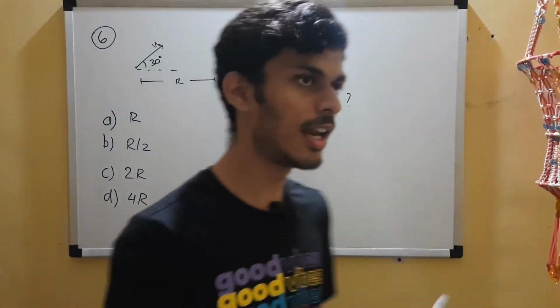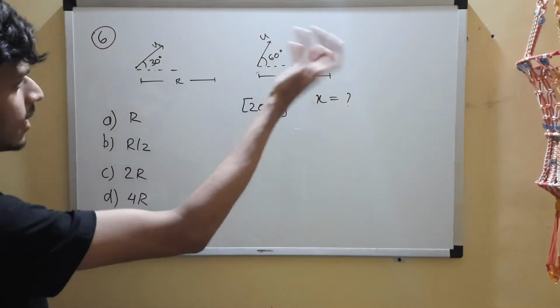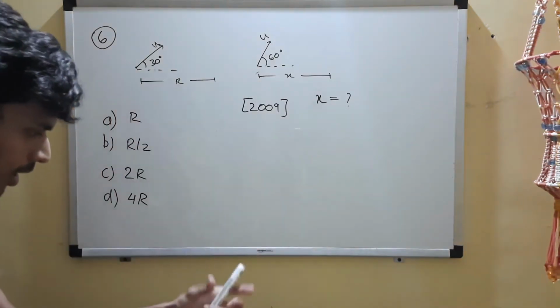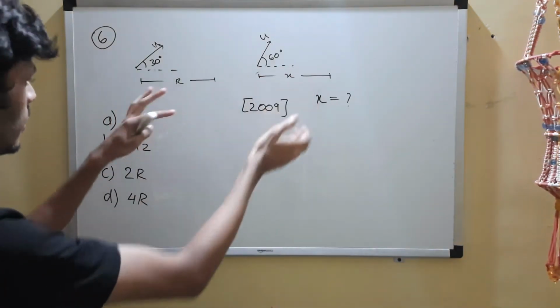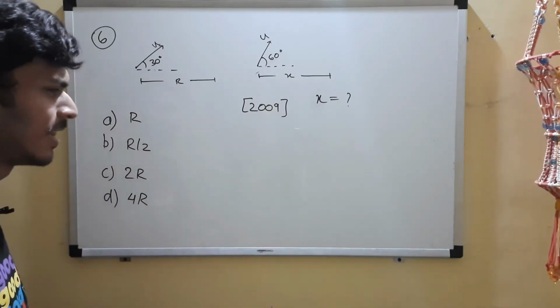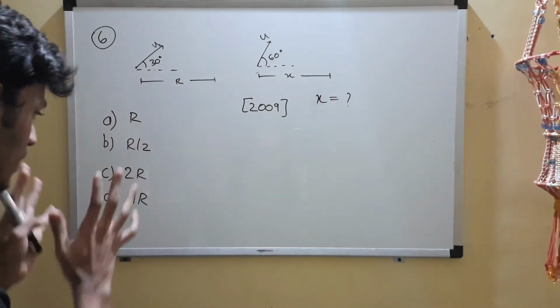So find r in terms of formulae, x in terms of formula, and then take the ratio, you'll have the x in terms of r, okay? So that is a lengthy process, right? Actually, this is a very special question.